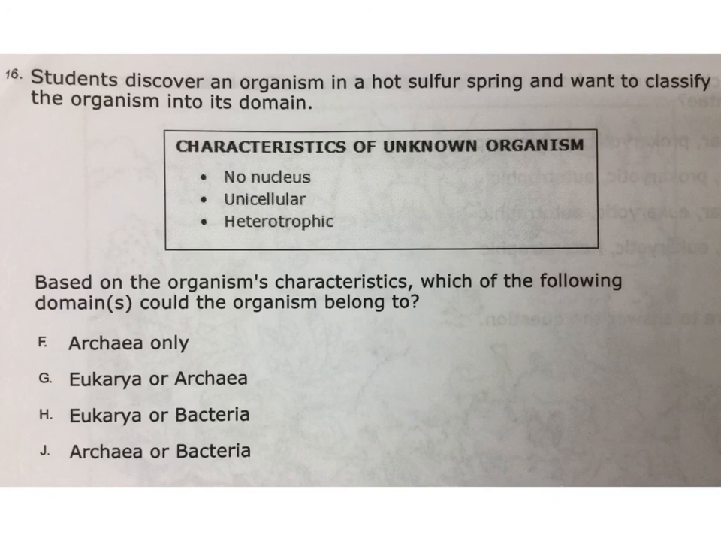Number 16, students discover an organism in a hot sulfur springs and want to classify the organism into its domain. So inside of the box, characteristics of unknown organism: no nucleus, unicellular, and heterotrophic. Based on the organism's characteristics, which of the following domains could the organism belong to?